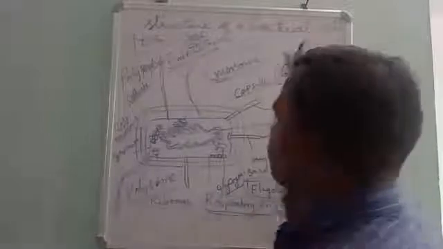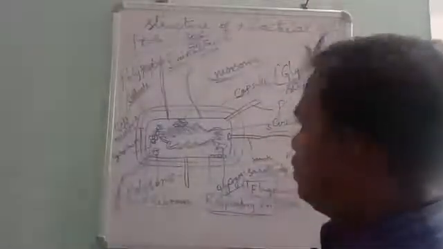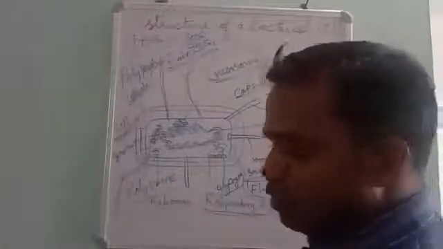Third one is a filament. Got it? Third one is a filament. So together they form the flagella. Okay. So what is the function of the flagella? It is helping to swim.